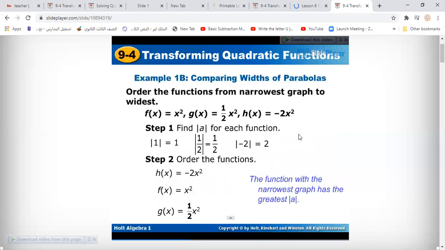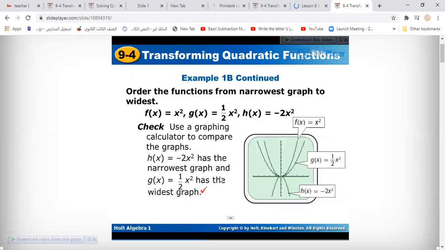This is another example. We want to order the functions from the narrowest graph to the widest graph. As I said, we find the absolute value of a in each one: the absolute value of 1, the absolute value of half, the absolute value of -2. If we arrange them from greatest to least, we have 2, then 1, then half. So the narrowest one will be h of x equals -2x squared, then f of x equals x squared, and the last one is g of x equals half x squared.